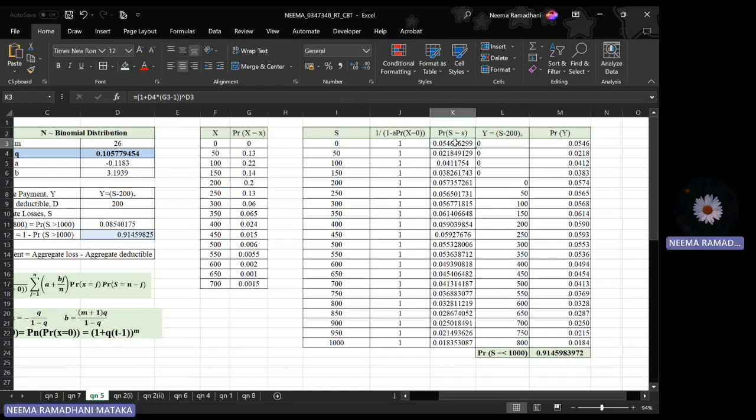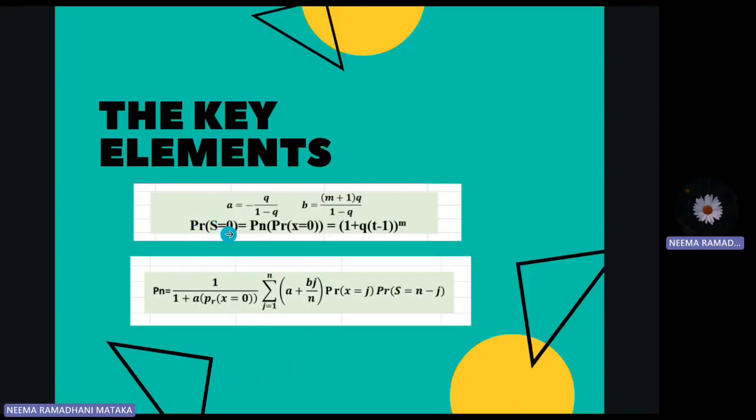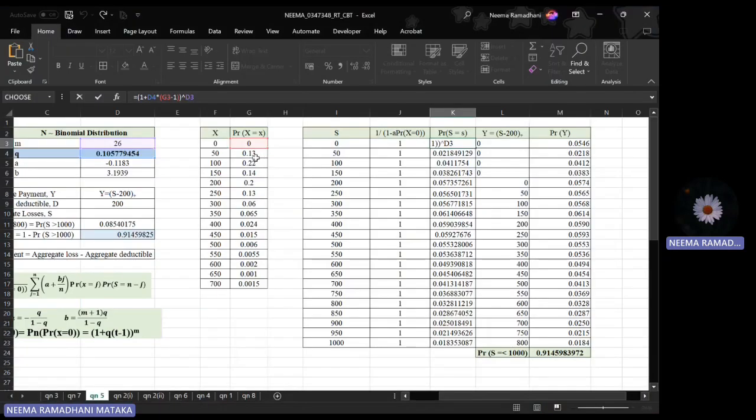So here, for the first value is the probability of S equal to 0. You can find it by using this formula, which is 1 plus Q bracket T minus 1 power M, and I said T is the probability of X equal to 0. Going back here, the probability of S equals 0 will be 1 plus D4. D4 is Q times G3. G3 is my probability of X equals 0 minus 1 power D3, which is my M. So that's the formula for this first cell.